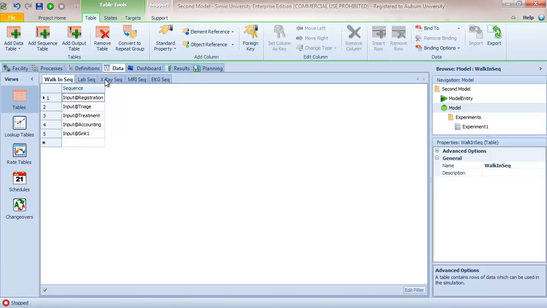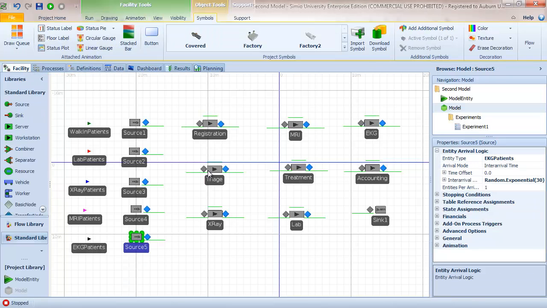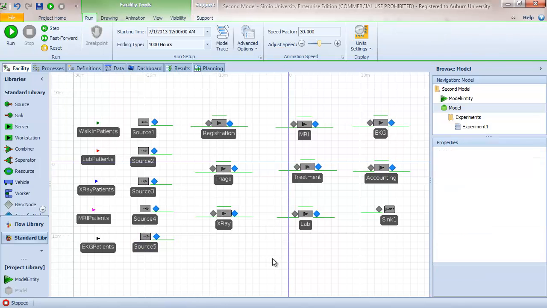And finally, I go back and look at my sequences, and my EKG sequence appears to be in order: registration, EKG, accounting, and I don't see that I've made any other mistakes with EKG here. So EKG so far looks pretty good.